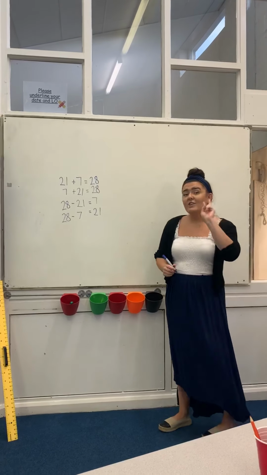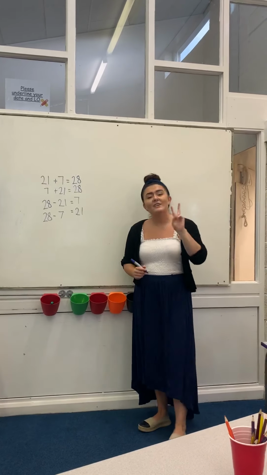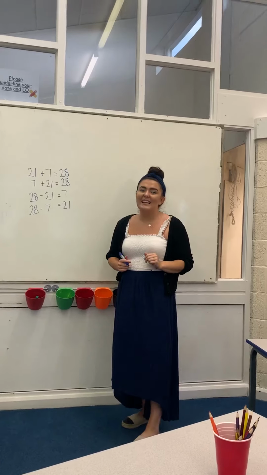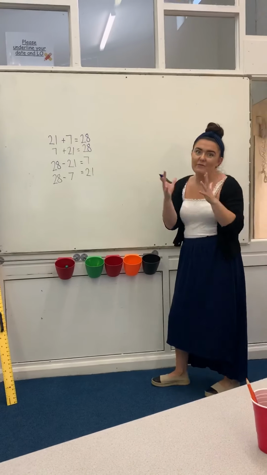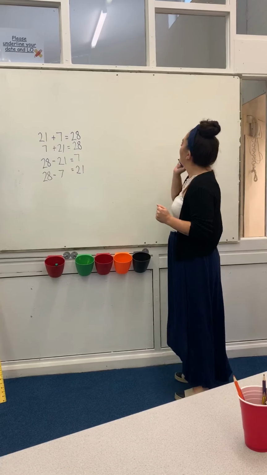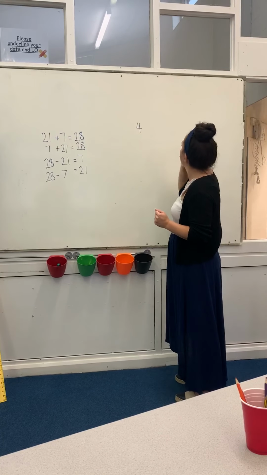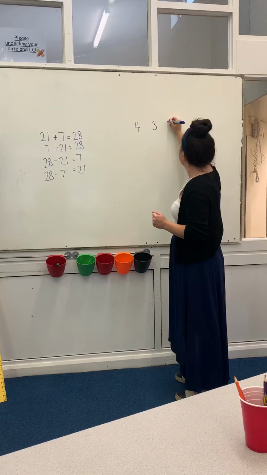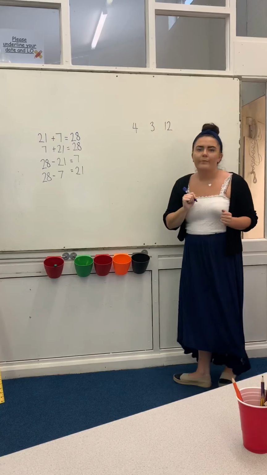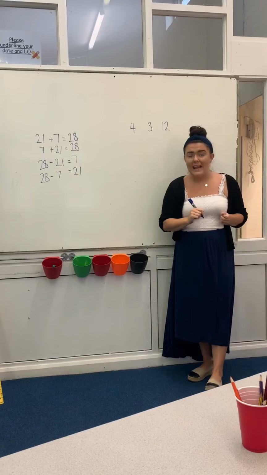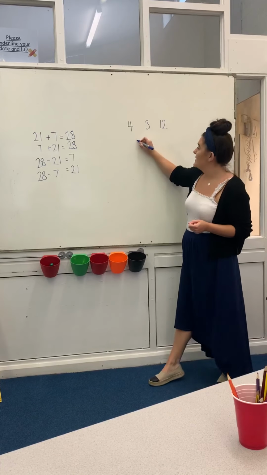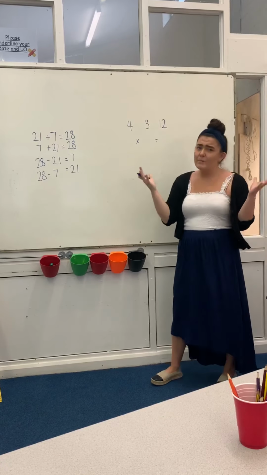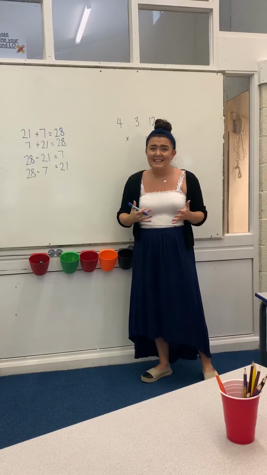Again, there are 2 multiplication and 2 division calculations in the fact family. So this time I'm going to give us 3 numbers. We'll have 4, we'll have 3, and we'll have 12. Let's start off with multiplication. Just like with addition, when we use multiplication, our biggest number that we've got goes at the end.